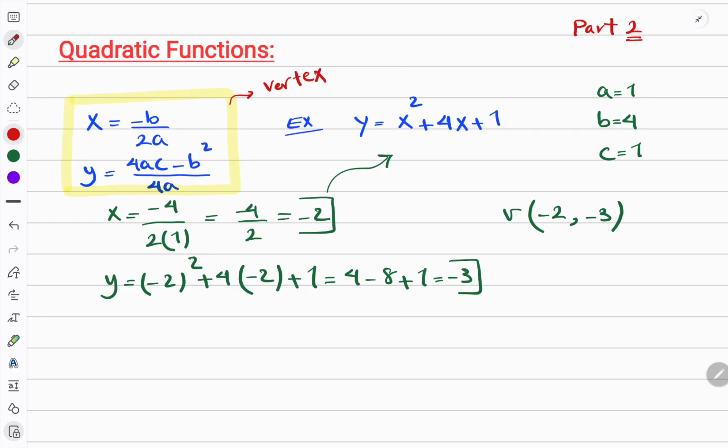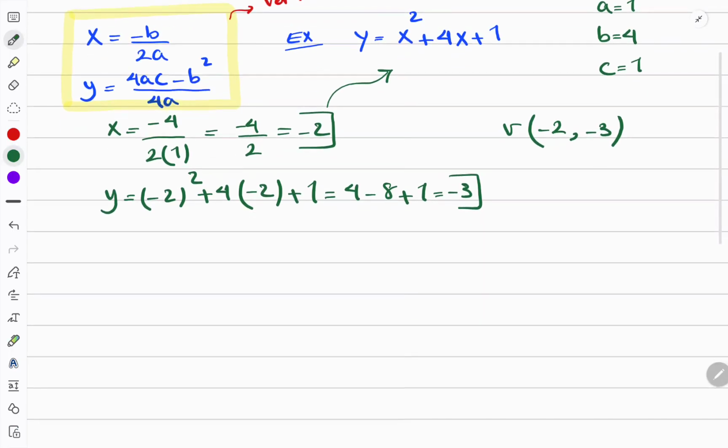So far, so good. For graphing a parabola, we need at least 3 points, and one of them should be the vertex, and 2 other points should be on the right side and the left side of the vertex. Okay, so I'm gonna draw a table of values, x and y. The vertex is negative 2 and negative 3. And for finding 2 other points, I'm gonna add 1 and subtract 1 from the x coordinate of the vertex.